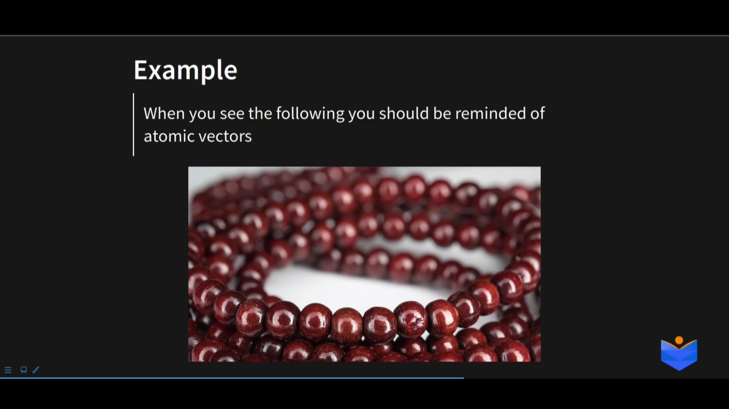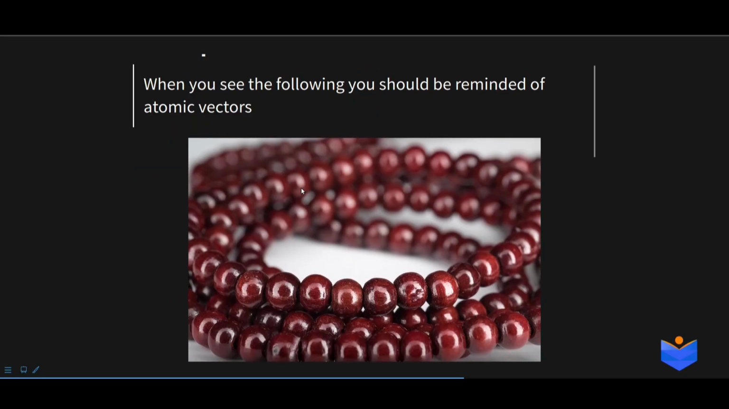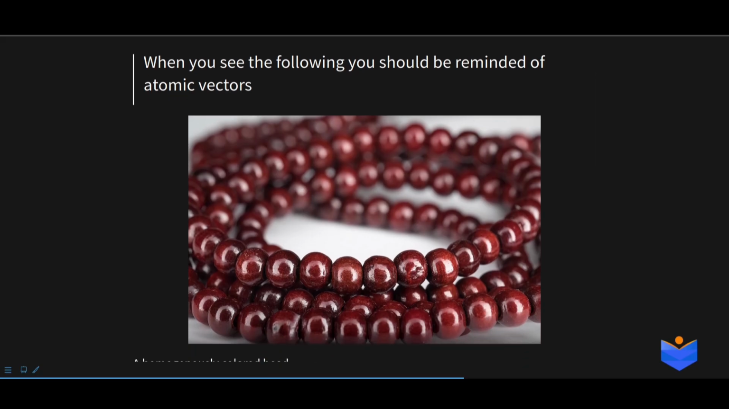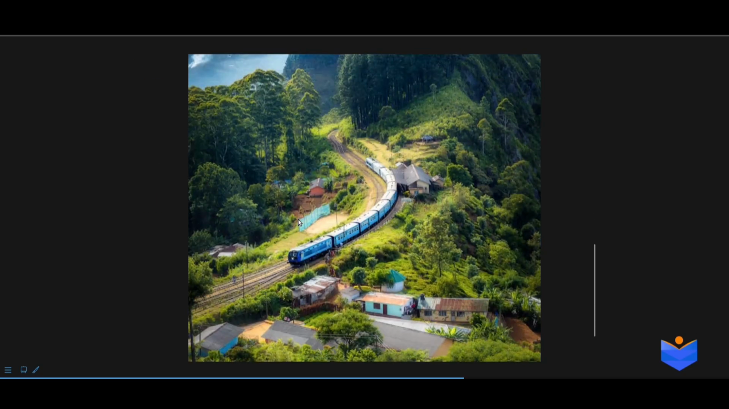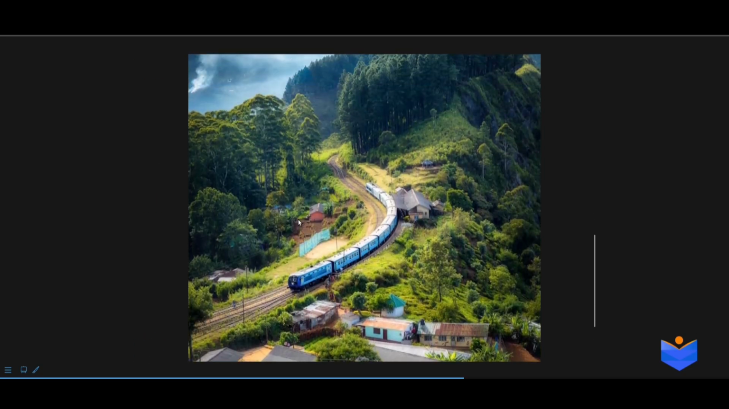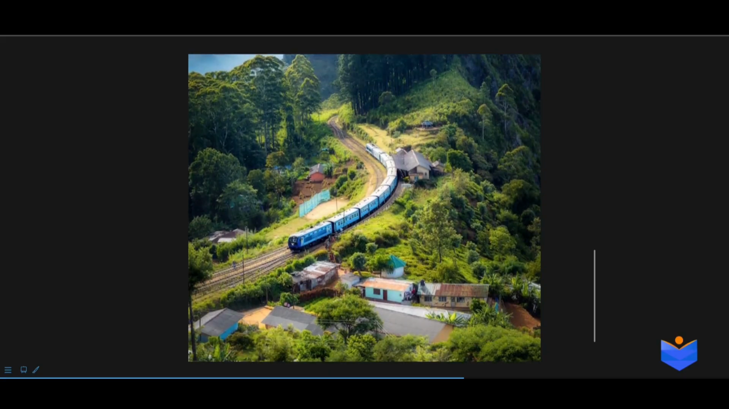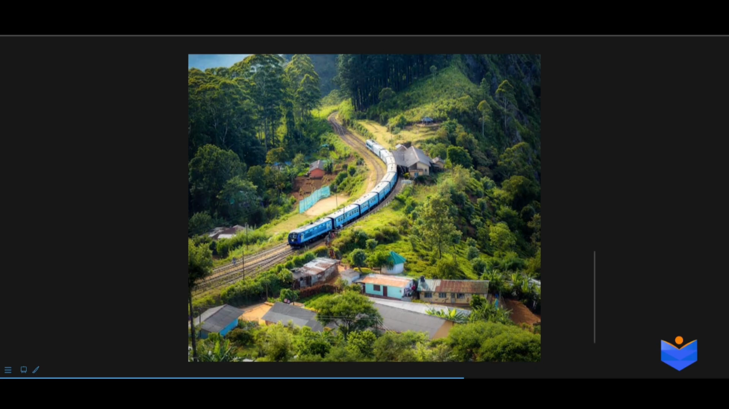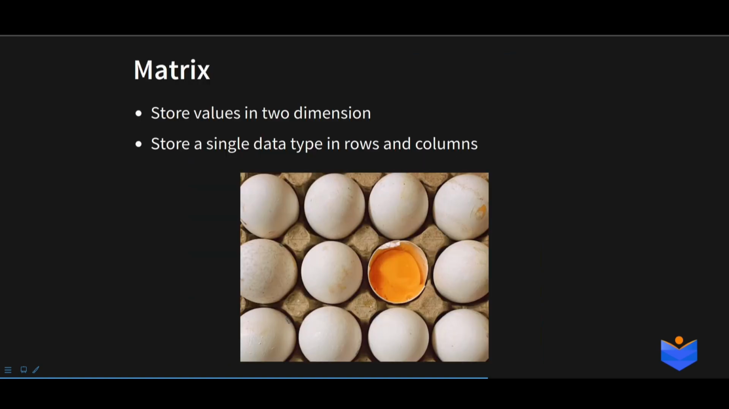Another example to make us understand vectors better is a bead. This bead is a single color bead, as we do have beads that are multiple colors, but this bead is a single color bead, meaning that atomic vectors only hold a particular data type, just one. Also, we have this train here, this long train. This single colored train is also another visual aid to help us remember what atomic vectors are.